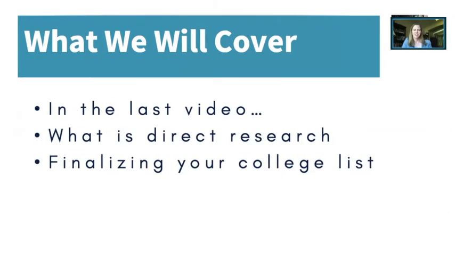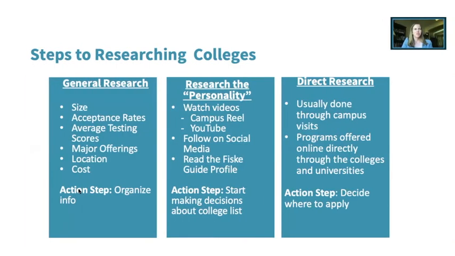Okay, so here's a look at what we're going to cover today. We'll talk about what I talked about in the last video, what is direct college research, and then finalizing your college list. So just to review, in the second video in the series, we talked about general research. In the last video, we talked about researching the personality of the college, and I showed you all the ways to find out what the college is really like beyond the data. Now we're going to talk about direct research.